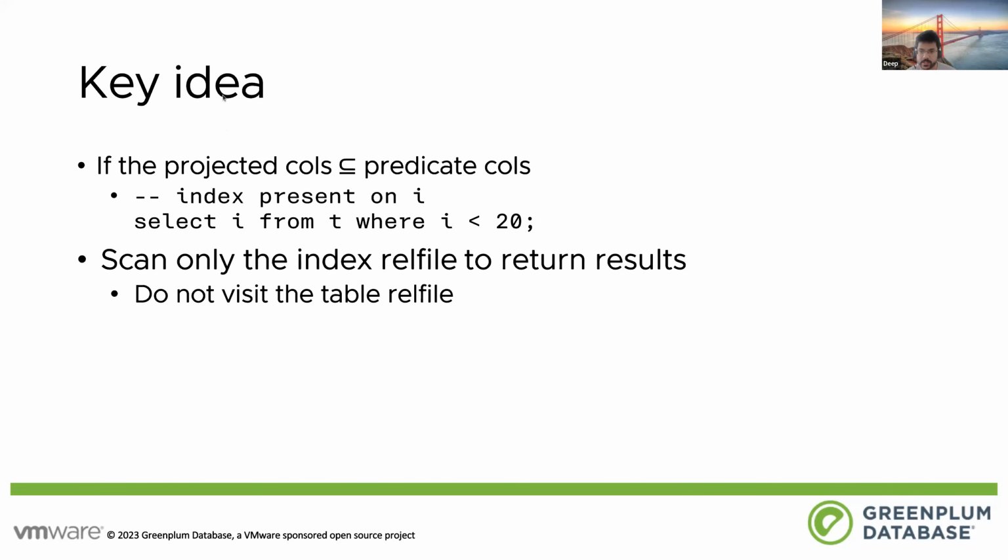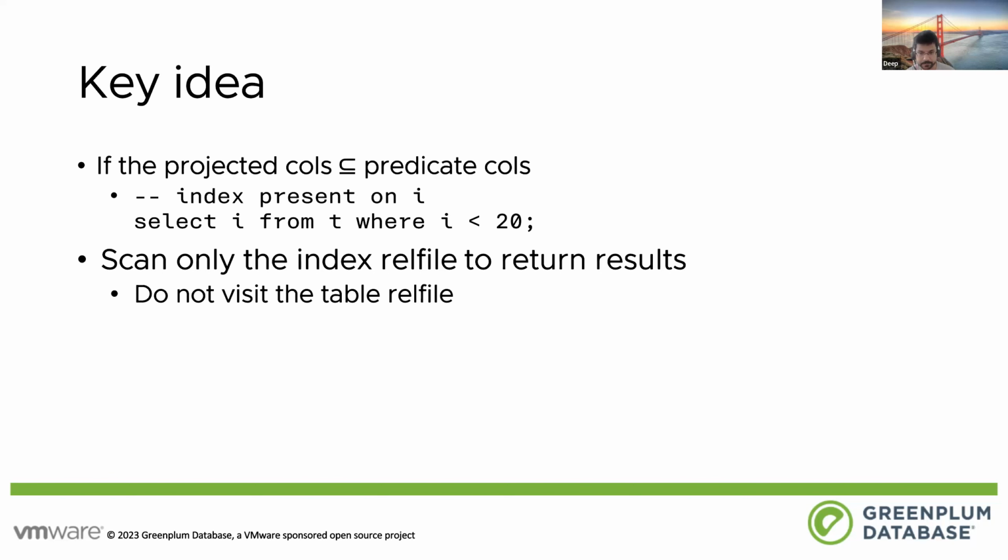So let's begin with index-only scans. The key idea behind an index-only scan is that if you have a query like this, select I from T where I less than 20, where the index column, which is I here, and the projection list contains the same columns, or a subset of the columns that are being used for the predicate, you should be able to return the results from the index relation file without consulting the table relation file. You do not need to go and visit the table relation file at all, which is what an index scan would have done. In here, you just look at the index rel file itself, where all the information is kept to answer the query, and just return that information.